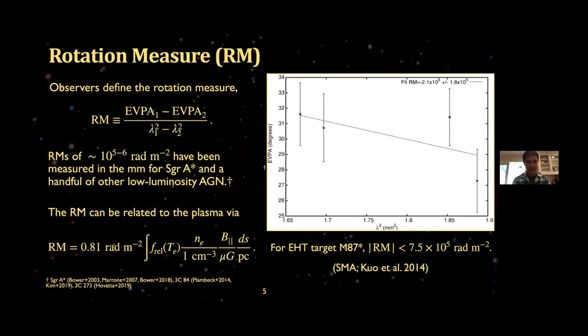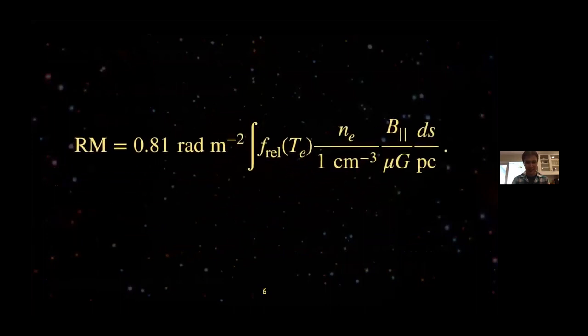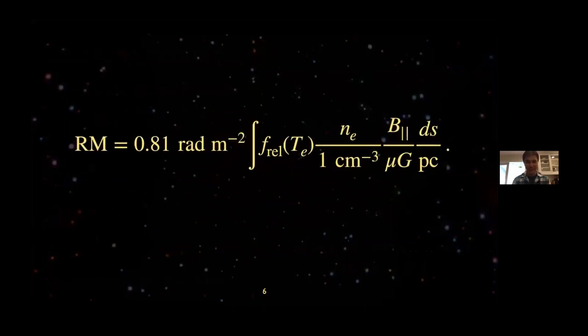And it's interesting because this can be related directly to the plasma properties via this equation under some assumptions. So let's take some time to break this down a little bit. You can tell by the units that RM is mostly used by galaxy people, but we can think about that for our accretion flows as well.